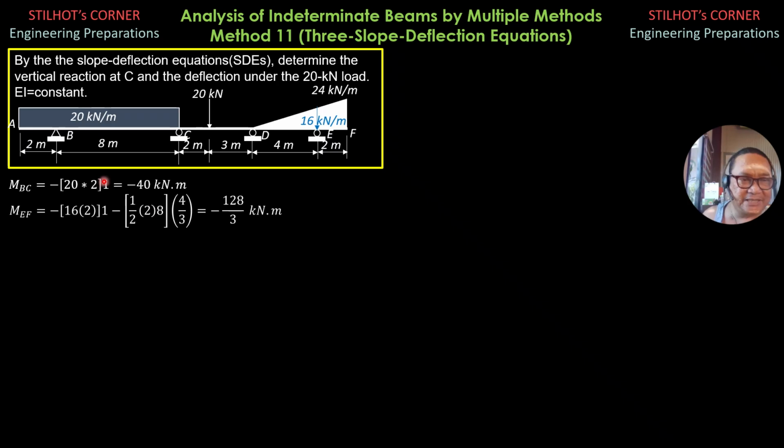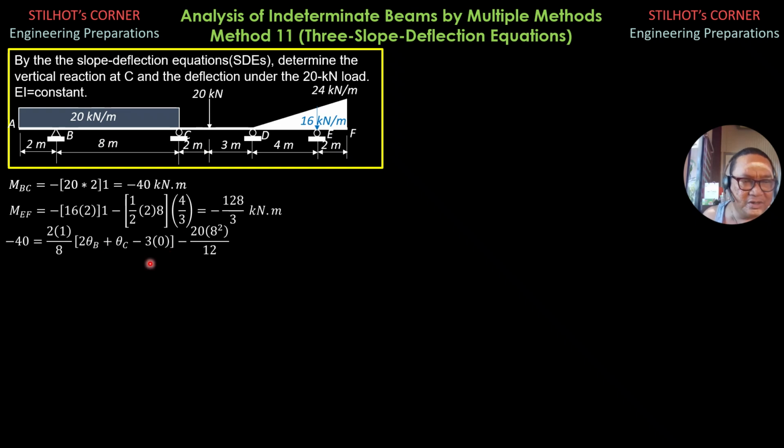So we now set up MBC. Negative 40 is 2 times EI. Let's just treat EI equal to 1. It is constant. So negative 40 equals 2 times 1 over 8 quantity 2 theta B plus theta C minus 3 times 0, then minus 28 square over 12. This is delta, the relative displacement between B and C, which is 0 because these are supports that do not settle or do not move. So that's why it's just 0.